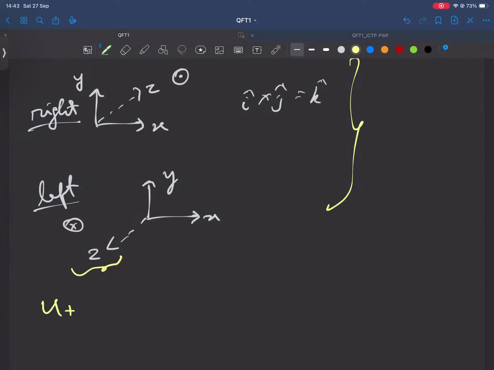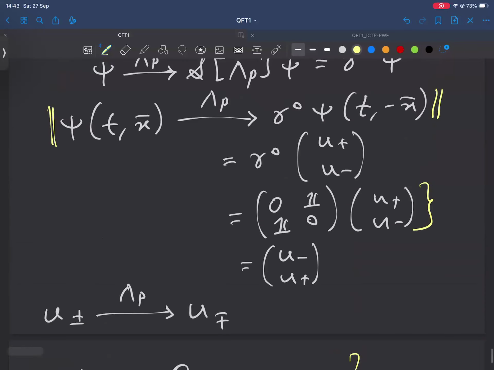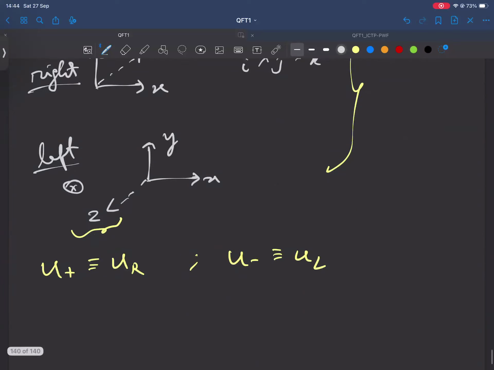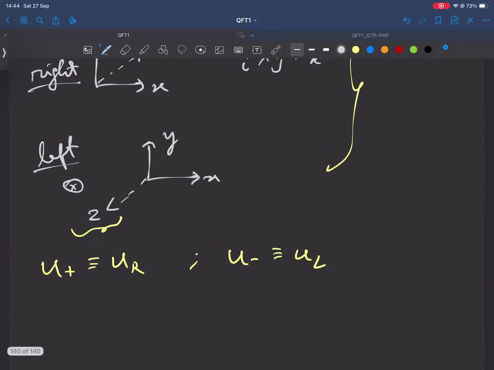In some textbooks, you will see that u plus is written as u right and u minus is written as u left. The idea is that because parity flips the handedness, and in this explicit computation we saw that under parity they map into each other. Okay. So now you can do an exercise, and then we will discuss more about this handedness, but let's first look at this exercise.